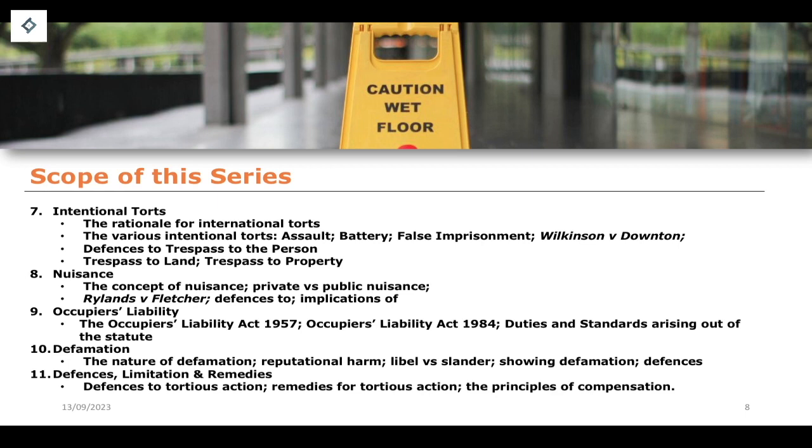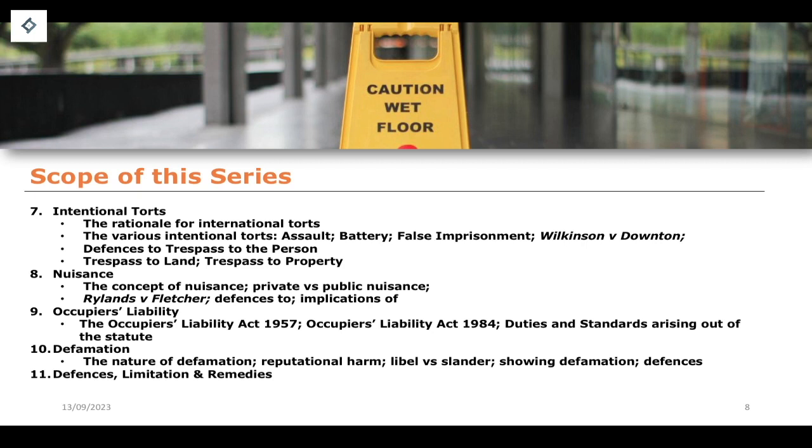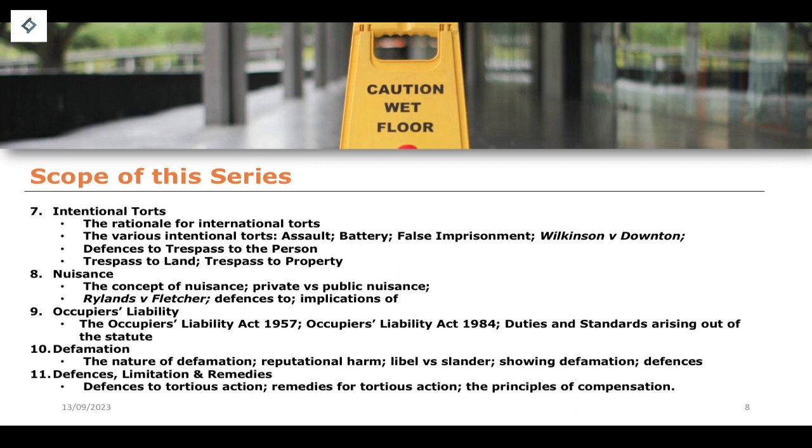And then the final major topic is going to essentially summarize all of these different areas and talk about various defences to tortious activities, limitations in terms of compensation, and remedies for tortious activities. So, defences to tortious action, remedies for tortious actions, as well as the principles of compensation. That is going to be the subject matter for the following lessons on this particular topic.